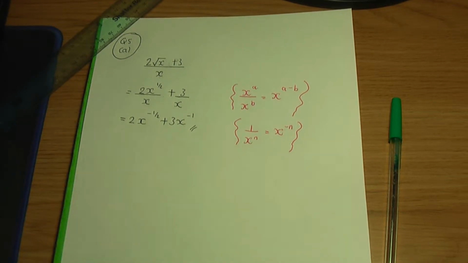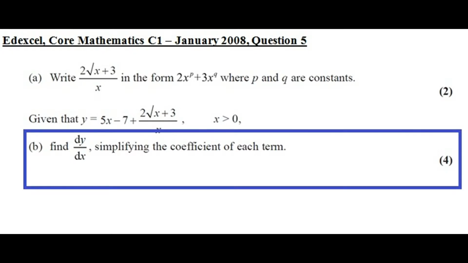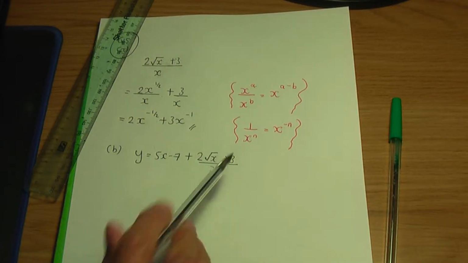So let's go back to the screenshot. It says given that y, so in part B, y is 5x minus 7 plus 2 root x plus 3 all over x, where x is bigger than 0. We need to find dy over dx, simplifying the coefficients of each term. So let's think about this problem. Let's go back to the paper and pen.